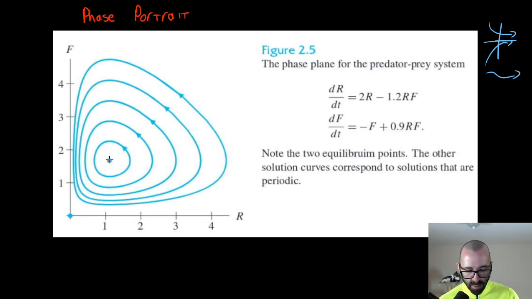Notice a special call out here. We have an equilibrium solution here. We have an equilibrium solution here. And those are the only two equilibrium solutions that we found earlier. It turns out they are the only equilibrium solutions. And then again, depending on our initial conditions, we could be circling that equilibrium solution pretty close or much farther away.